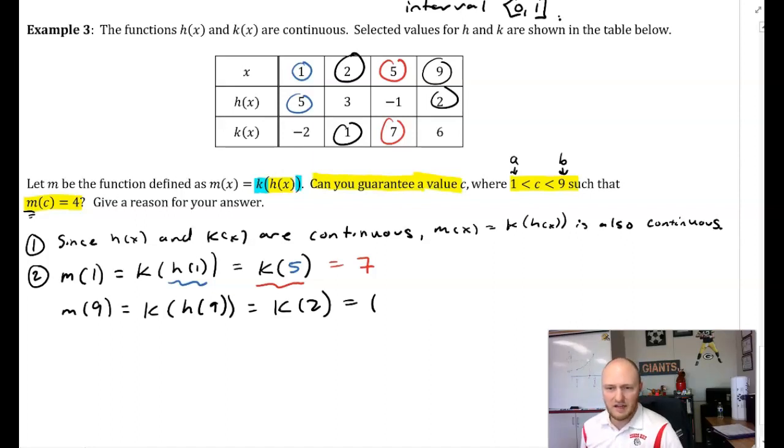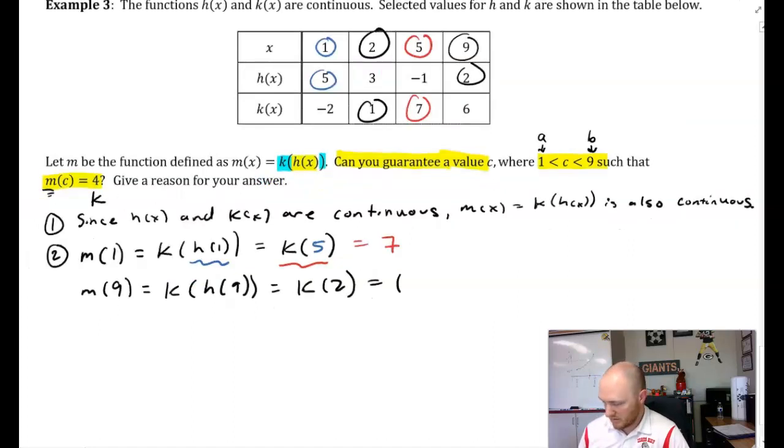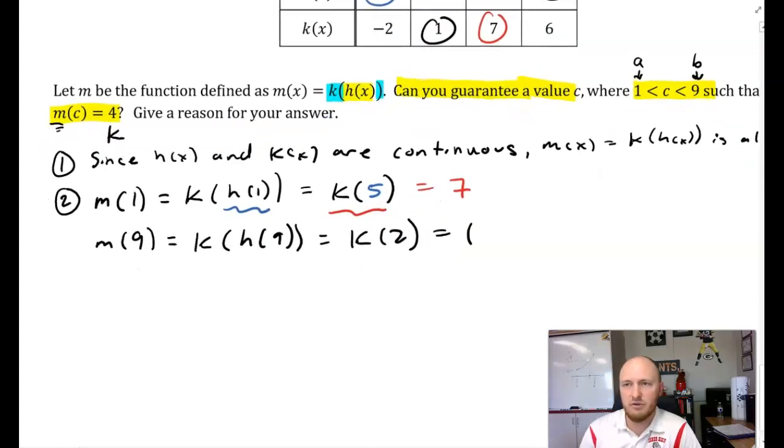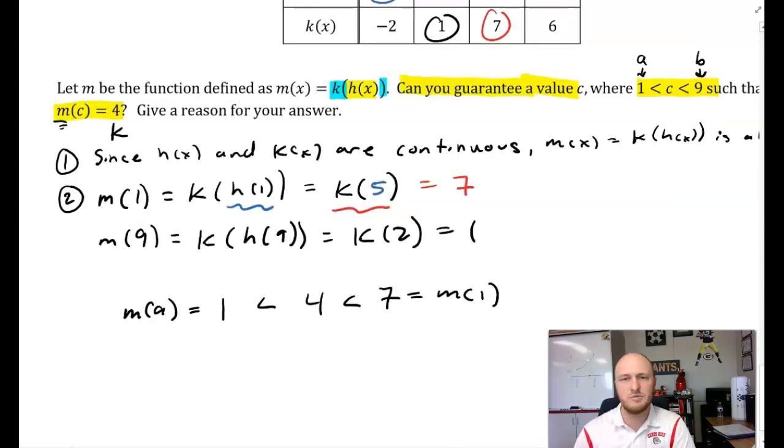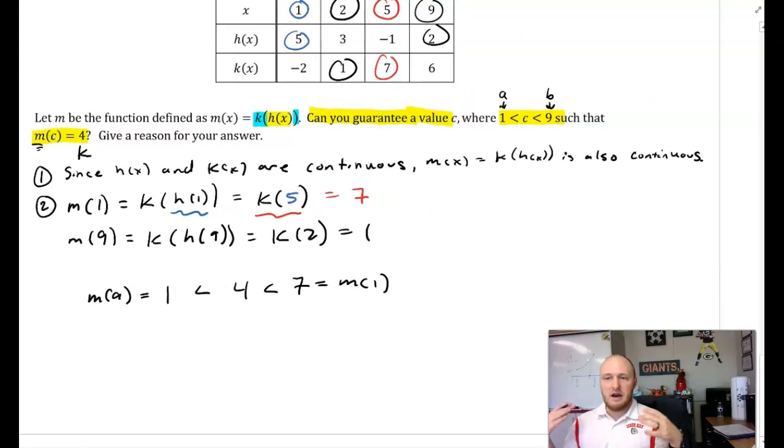There you go. So I ask myself, okay, is my k value, and again, k here they want to be 4. M of c is equal to 4. They want k to be 4. Does 4 live between 7 and 1? Yes. And I'm just going to state that. Make sure you state that. 1 is less than 4, which is less than 7. If you want, you can add this in. This is m of 9. This is m of 1. So I'm just stating that condition. I'm showing that 4 is between those endpoints, between those y values. All right, and now I just go ahead and state my conclusion.